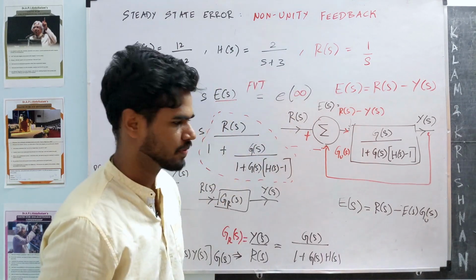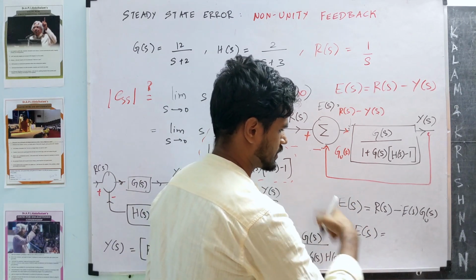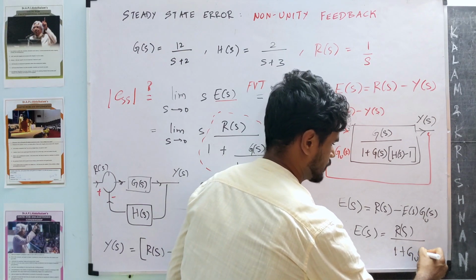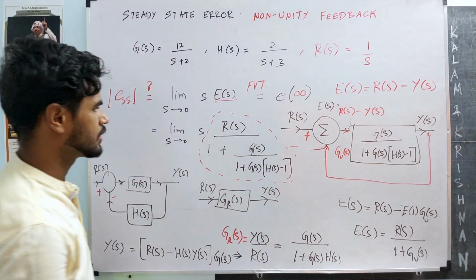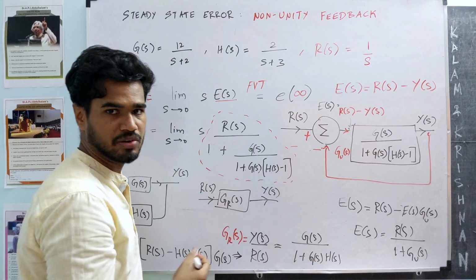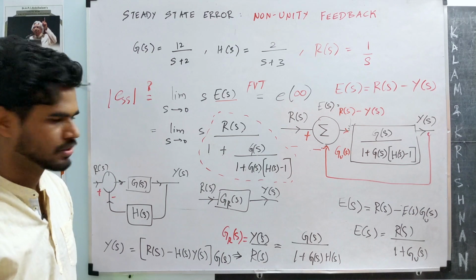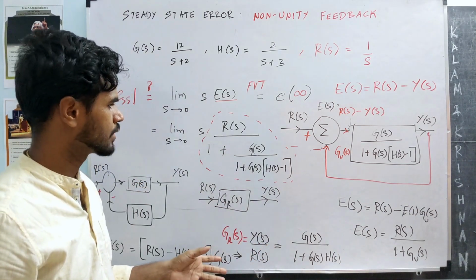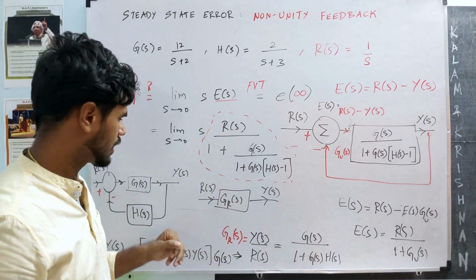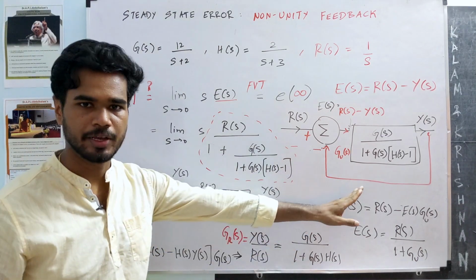From this we can find E of s. Take this E of s to this side, take the common terms, and then we get r of s by 1 plus GU of s. Okay, so that's the reason to use E of s as r of s by 1 plus the reduced unity feedback transfer function, which is g of s by 1 plus g of s h of s minus 1. So this is a very, very simple problem, and if you have to do it in an exam, you can do it within minutes. And the theory behind that is a combination of some definitions and some simple ideas on feedback transfer functions.